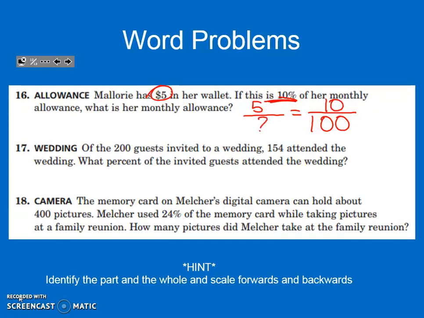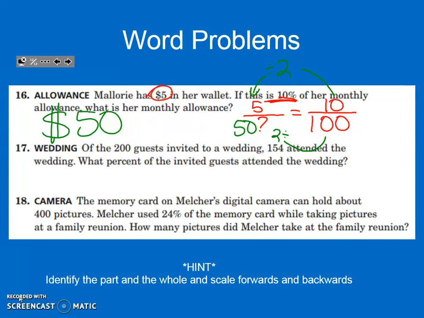So now I'm looking for this bottom piece. Now this one makes it very easy because I don't have to scale forward and backward that many times. I just have to do it once. So I just need to go from 10 to 5. So 10 divided by what gives me 5? Well, divided by 2. So 100 divided by 2 gives me 50. So I know that her complete monthly allowance is 50. The key to solving these problems is to make sure you have your part and your whole.